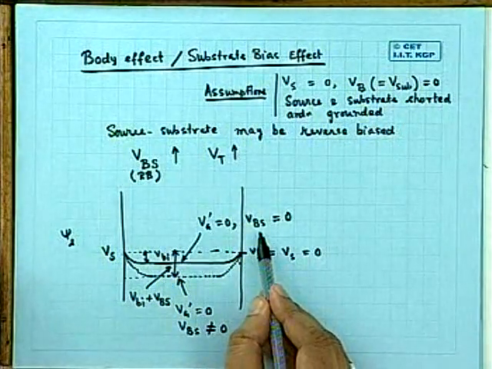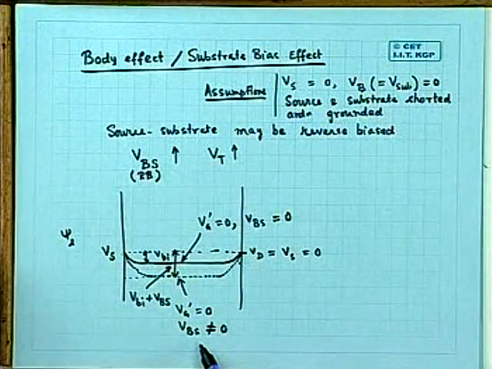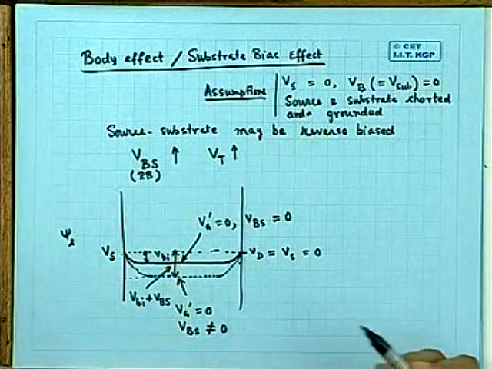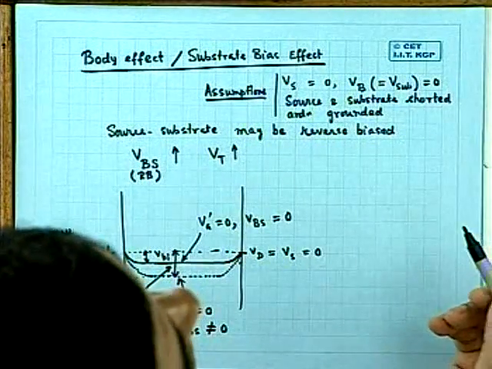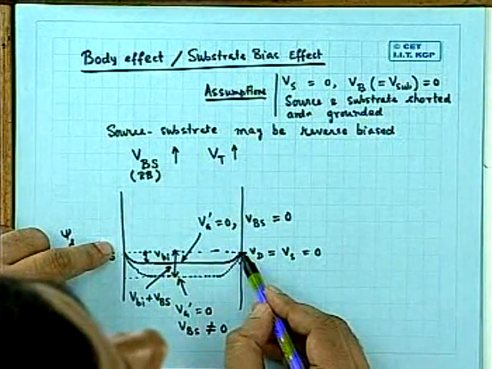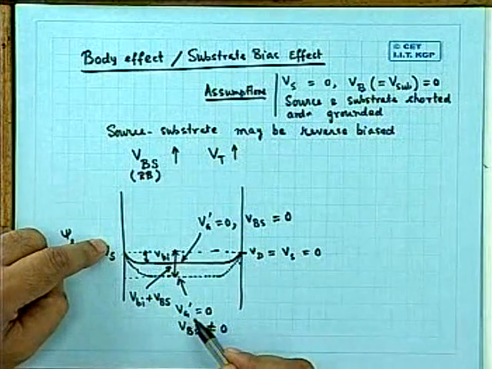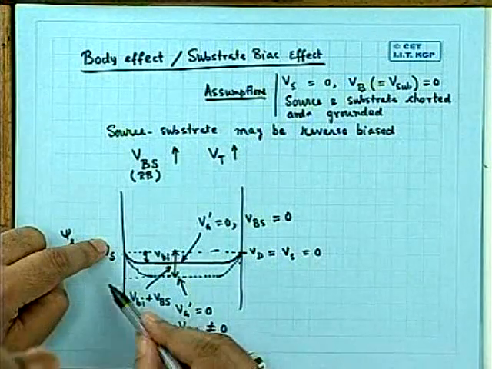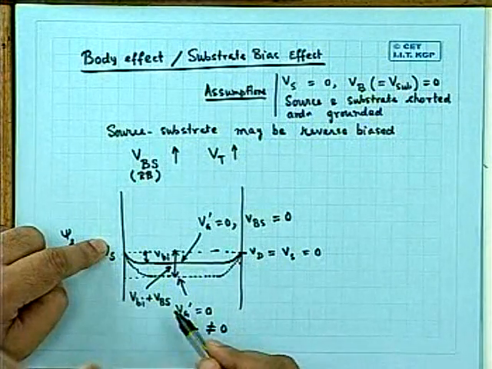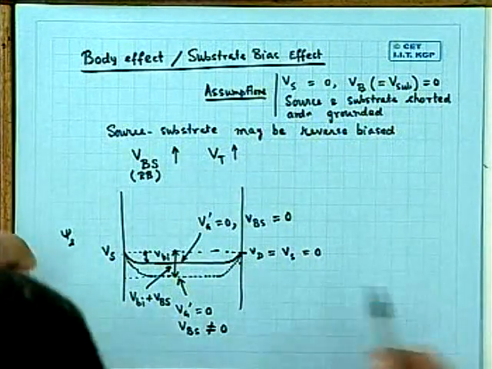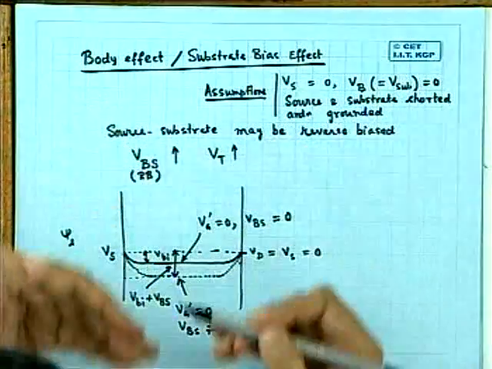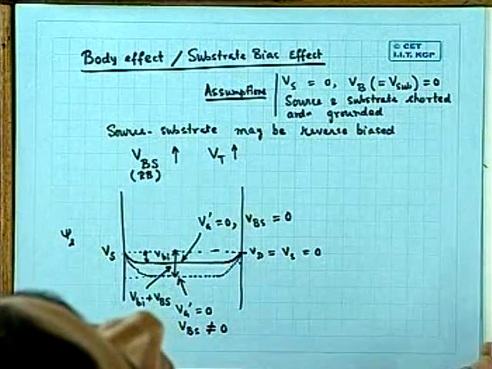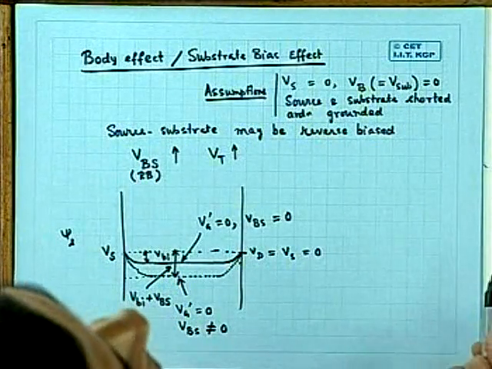Now when you apply a VBS, a reverse bias between the drain and the substrate, between the source and the substrate, it is automatically between the drain and the substrate also, because both are grounded in this particular case. So this reverse bias is automatically between the drain and substrate as well as between the source and the substrate. So what is going to happen? This whole thing will go down. Effective potential barrier will now rise to VBI plus VBS.